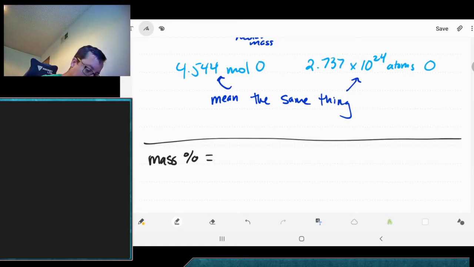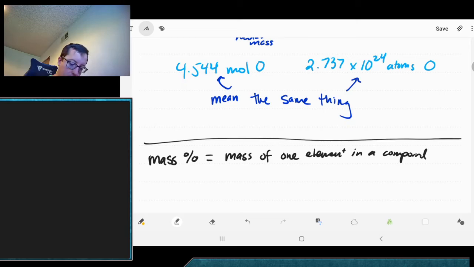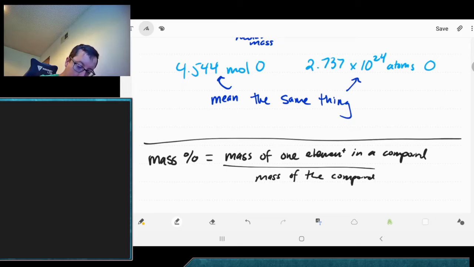Which is the mass of one element in a compound over the mass of the compound. Since it's a percent, we can throw that on there as well.